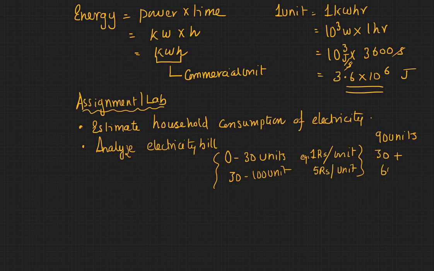So 30 into 1 plus 60 into 5, that is 330 rupees. So that's how you calculate. You can analyze your electricity bill, and it's a fun activity to do.